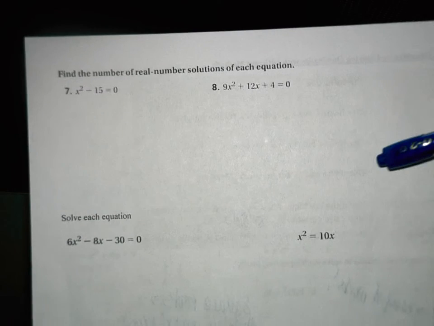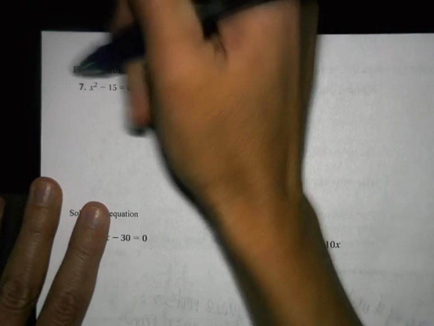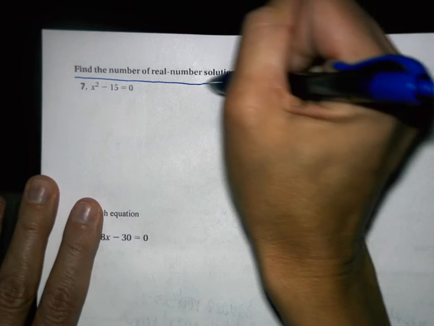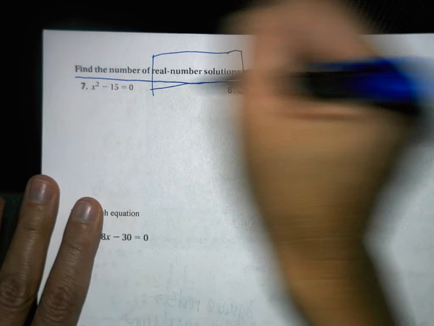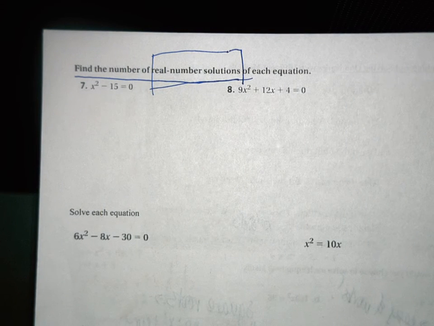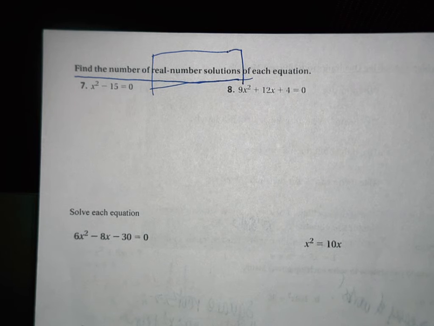Okay, this next says find the number of real number solutions of each equation. What do they mean by that? How many answers can you get that are not imaginary? So if you have an imaginary number, that one is not real, correct? And so they want to know how many real number solutions. Okay, not imaginary numbers.